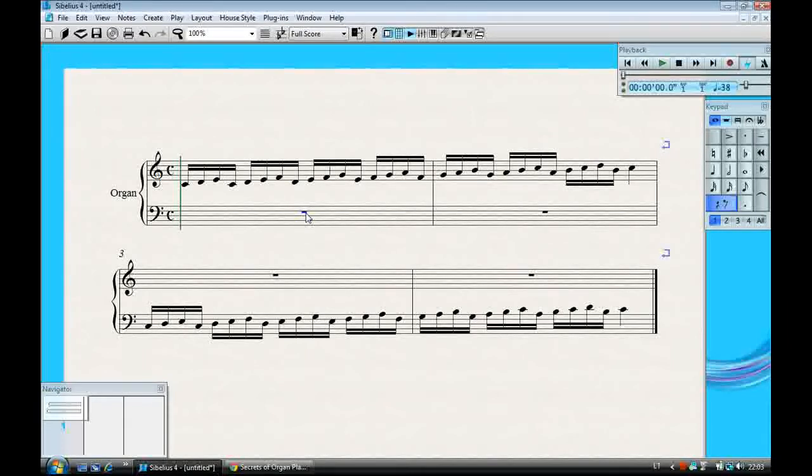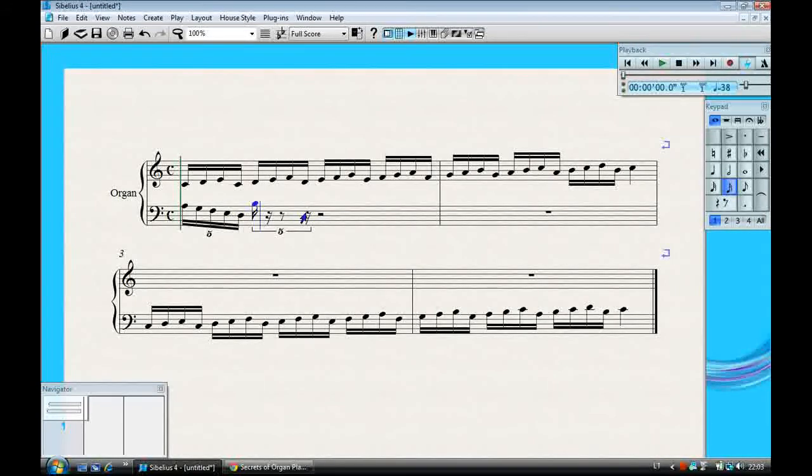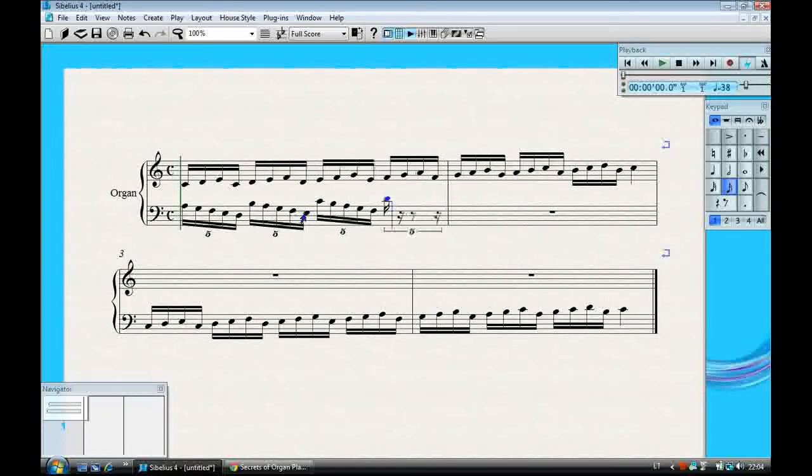Okay, so let's do the 16th notes first. Okay, and do the quintuplets. Basically, these are called quintuplets, figures of like that, quintuplets. Oops, let's back up a little bit. Okay, one more.